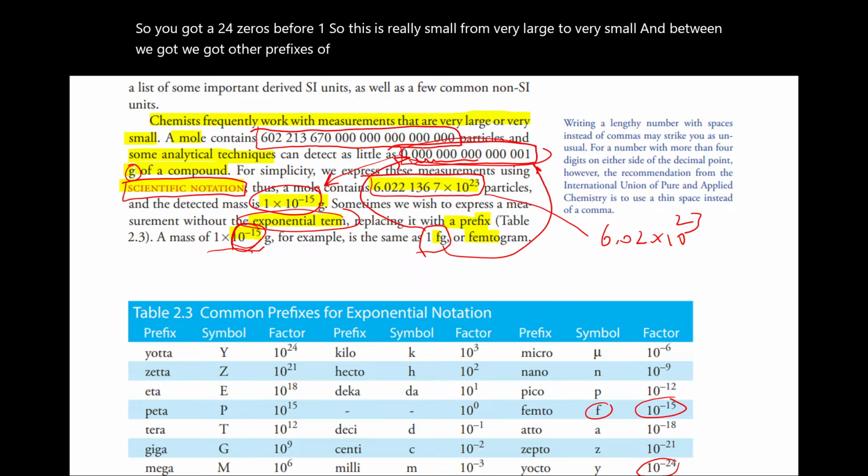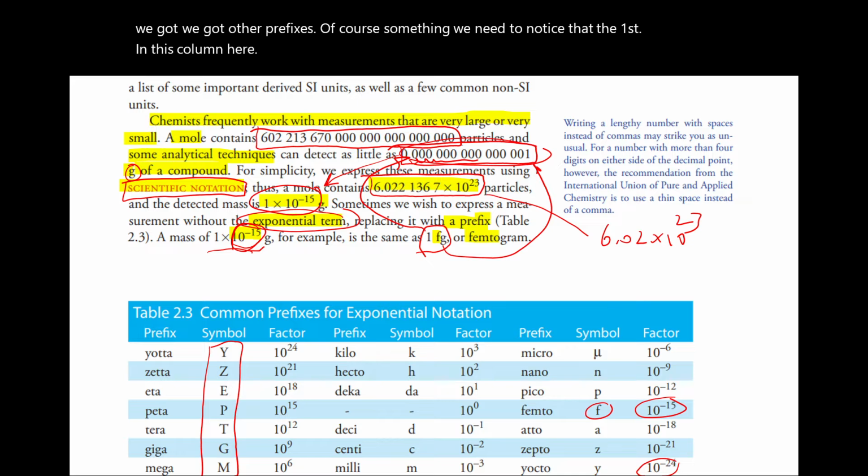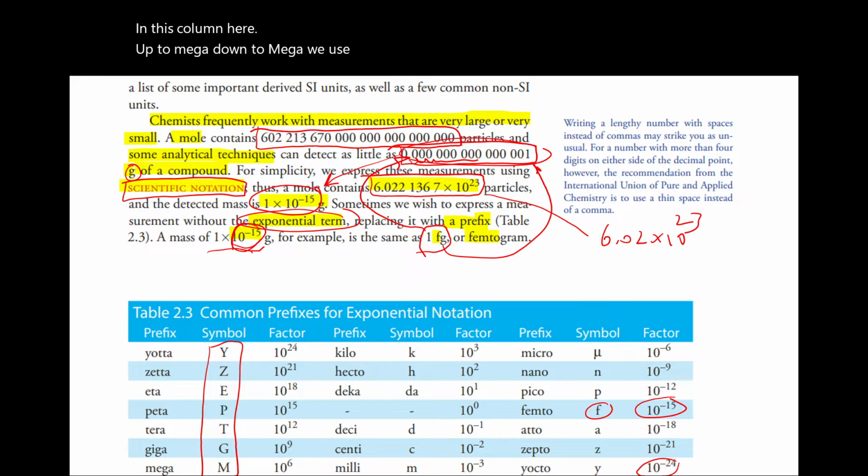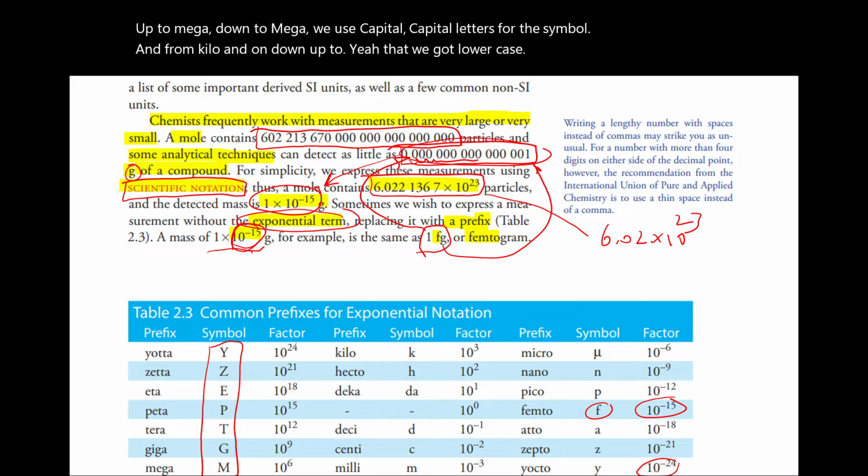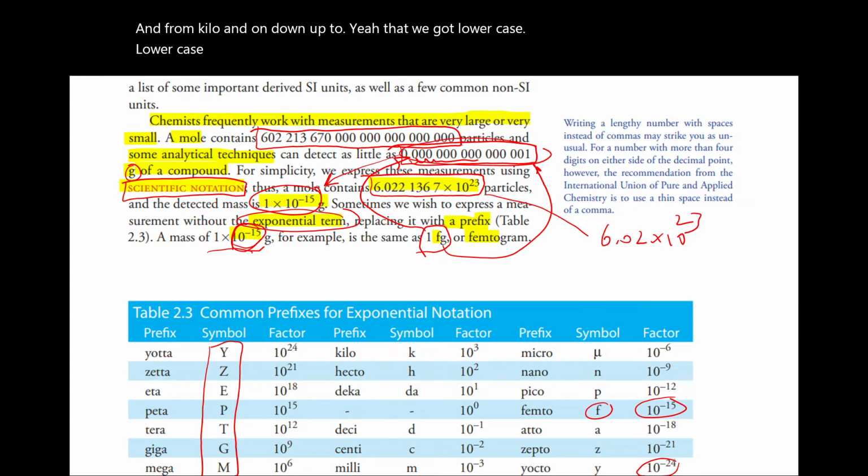Something we need to notice is that in this column, up to mega, we use capital letters for the symbol. And from kilo on down to yocto, we got lowercase symbols. Except for the deca, they are single letters. So you see all of them.